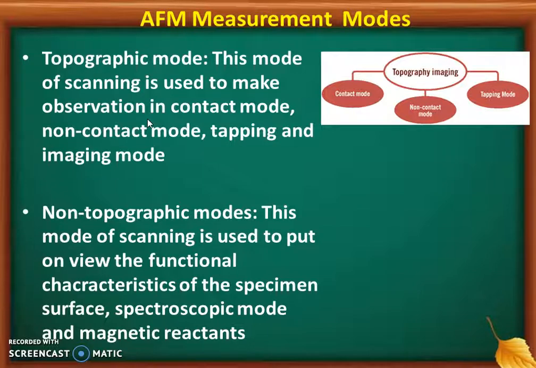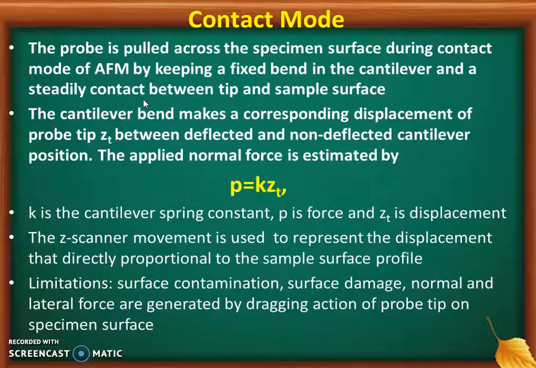AFM measurement modes. Conceptually, two modes are used, topographic mode and non-topographic mode. In topographic mode, this mode of scanning is used to make observations in contact mode, non-contact mode, tapping and imaging mode. In non-topographic mode, this mode of scanning is used to view the functional characteristics of the specimen surface, such as spectroscopic mode and magnetic responses.